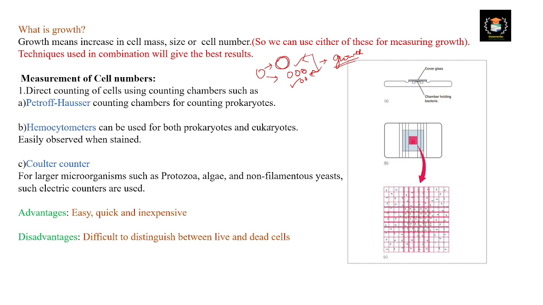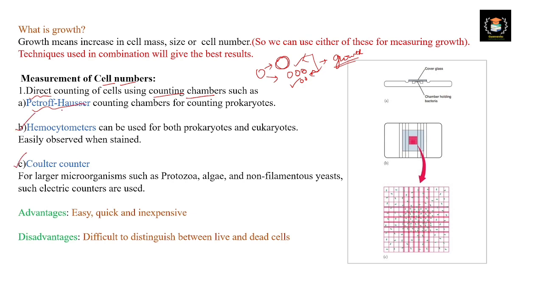Measurement of cell number. For this measurement of cell number, there are different methods. Let's do it one by one. First, we will be seeing about direct counting of cells using the counting chambers. Generally we have three different counting chambers. One is the Petroff-Hauser counting chamber, one is the hemocytometer, and the other is the Coulter counter.